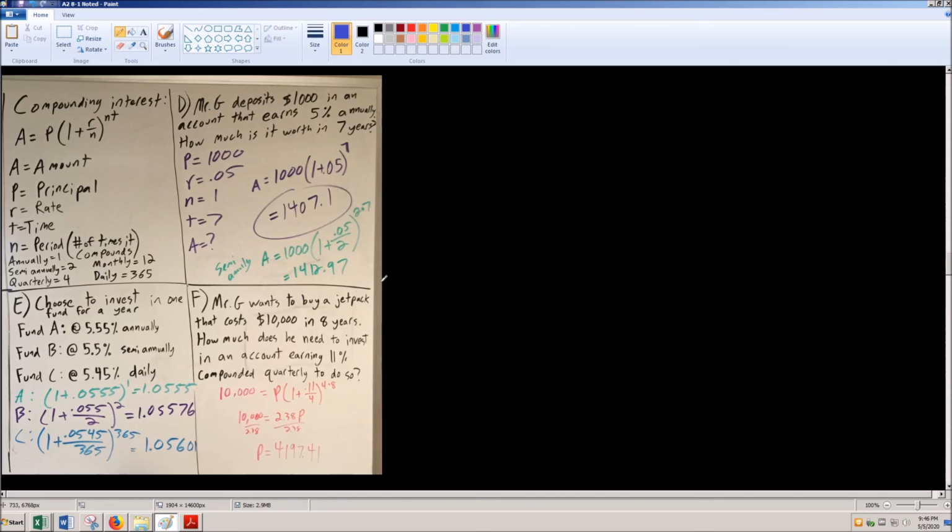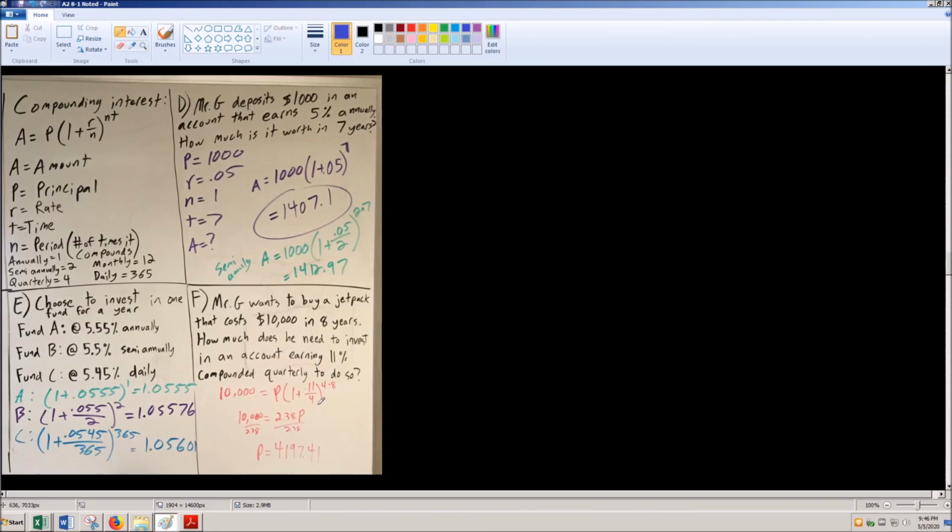Here I would like to save up for a jetpack. I've always wanted one. It costs 10 grand, so I finally feel like it's within my reach. And now I have 8 years to do so. So how much will I need to invest now into an account earning 11% compounded quarterly to be able to earn that money, right? To enable me to buy that jetpack. So here I'm trying to solve for P. I know that it costs 10,000, so now I just need to solve for this value. So I would pretty much just take the 1 plus, now here's my 0.11 divided by 4 raised to the 4 times 8. This is 4, which is compounding quarterly, times 8 years up here.